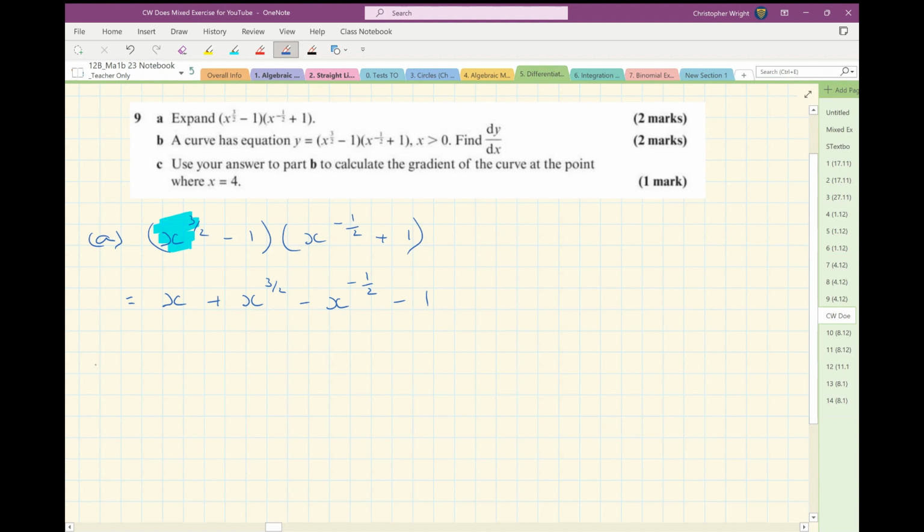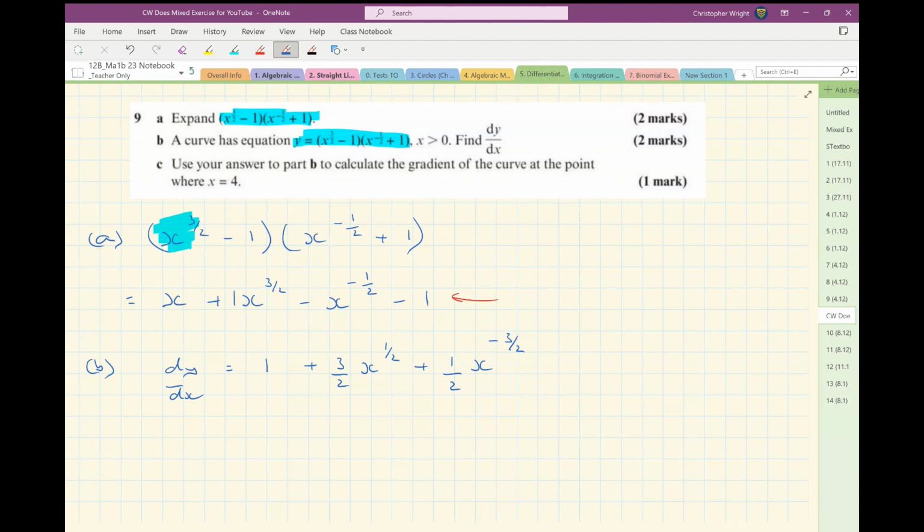So let's have a look at part B. Part B, right, a curve has this equation. Okay, well, that's obviously the same expression as in part A. Differentiate the curve, find the differential. So I'm going to need to differentiate this expression here. So dy by dx will be, well, x differentiates to 1, plus 3 over 2 times the coefficient there, so that's 3 over 2 times 1, x to the power of a half, minus a half times minus 1 is plus a half, x to the power of minus a half, minus 1 minus 3 over 2, and the minus 1 differentiates to give me 0. So that is the equation differentiated.